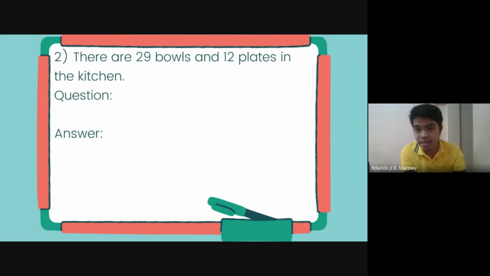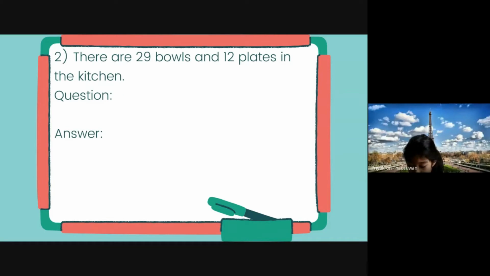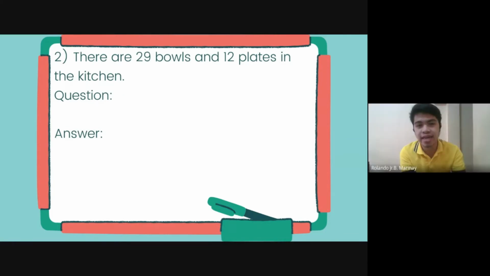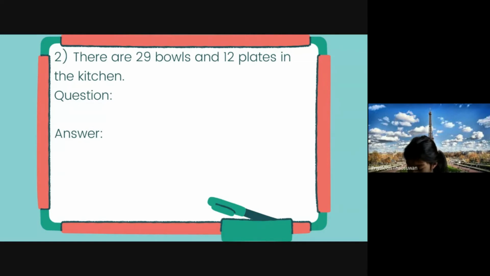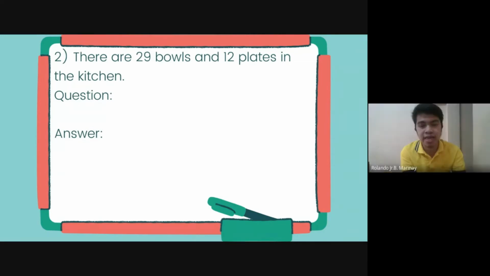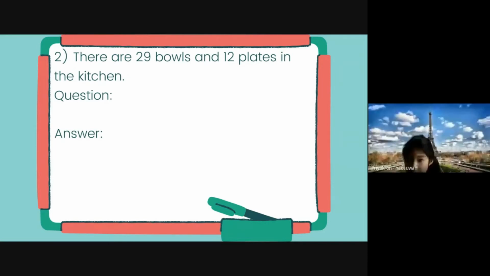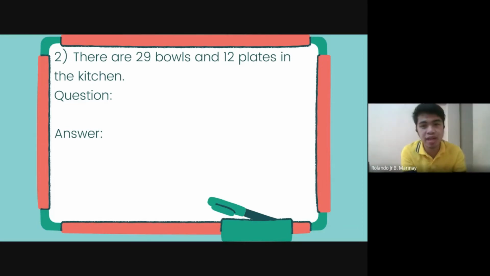Smile, go on. There are 29 bowls and 12 plates in the kitchen. So we're going to make a question out of that statement. What is the possible question for that? Can you think of one? Namphung, can you think of a question about it? There are 29 bowls and 12 plates in the kitchen. Can you think of something?